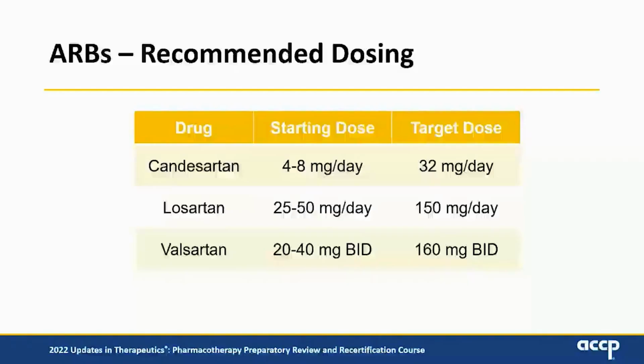The good news is there's only 3 that have been studied in trials in these patient populations, so a little bit easier to memorize here. And this time, the total daily dose, if it helps, increases as we follow our alphabetical order. So starting with candesartan, 32 milligrams a day, all the way up to valsartan, 160 milligrams twice daily.